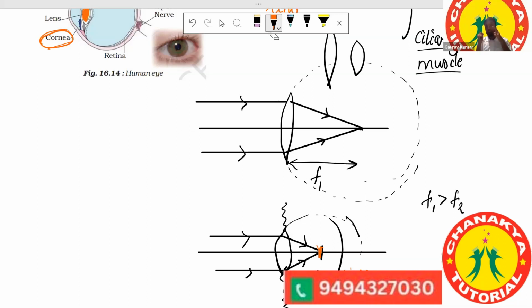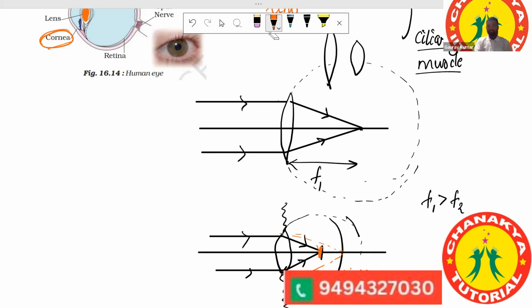So if the light does not fall on the retina, the optic nerve will not carry those signals to the brain. So our brain won't be able to make up the image, what that image is. Either that will appear as blur. Why am I saying blur? Because it may focus some light on the retina. Some light, not the whole light, so this will appear as blur.